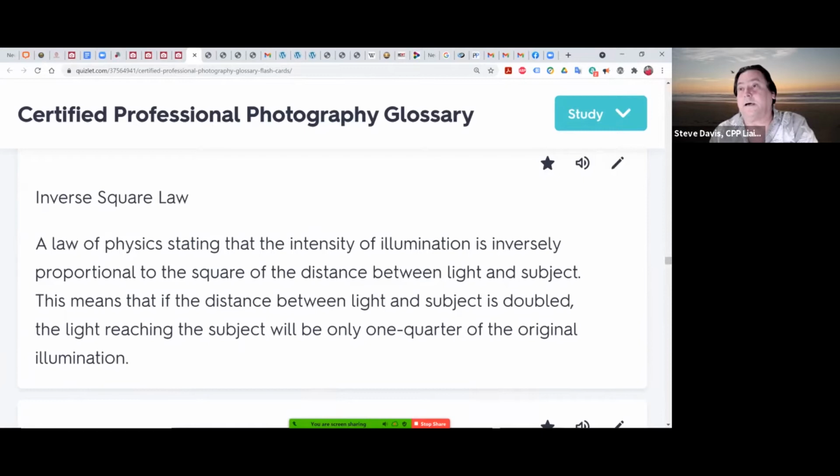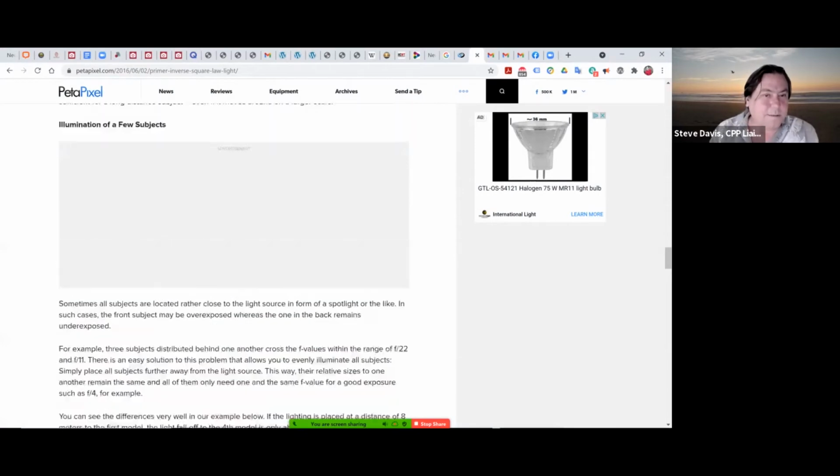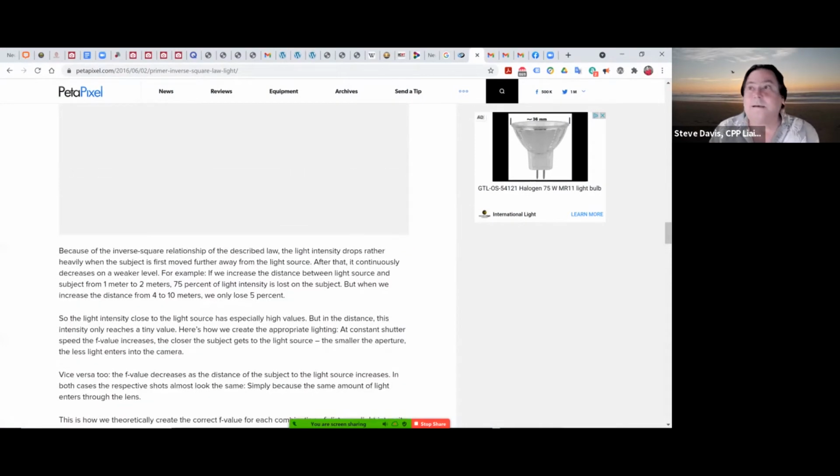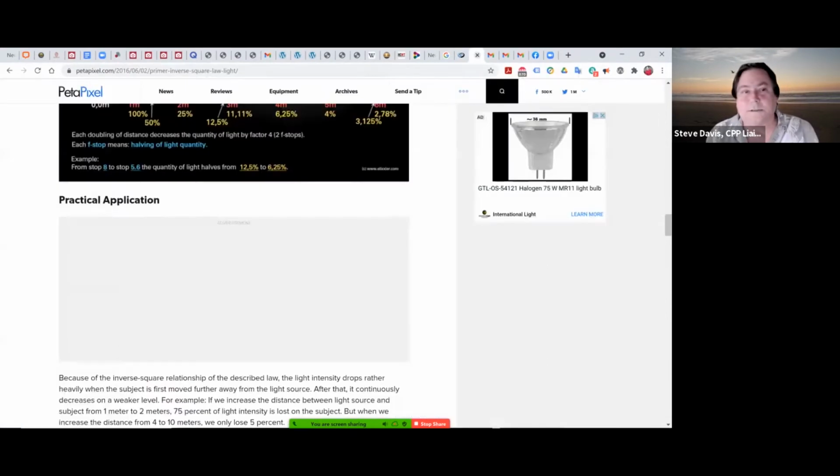Now, with regard to light falloff, I'm going to show you another diagram here. Oh boy, find it. Wait a minute. Here it is. Oh, that's another one. Sorry, let me get the right place.